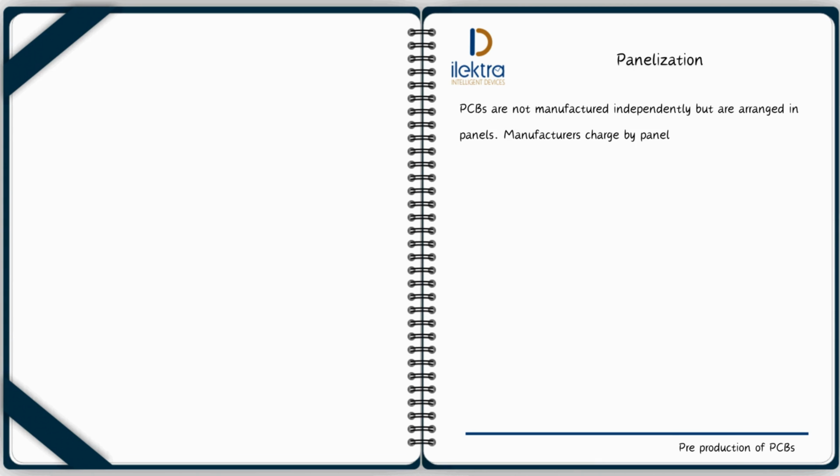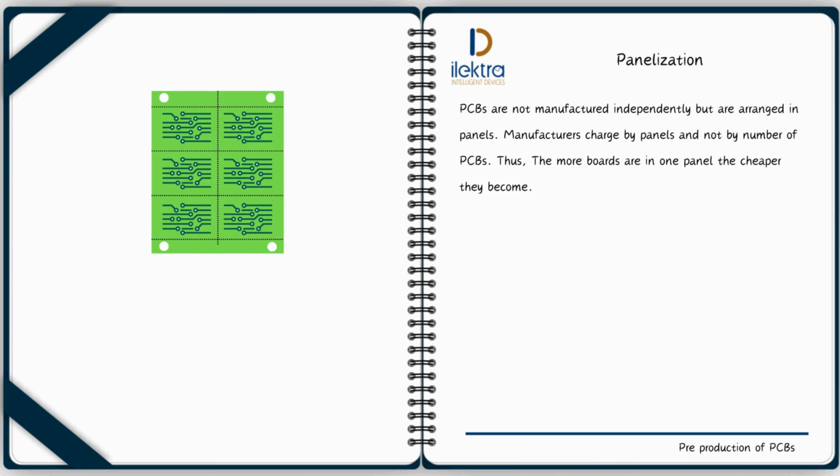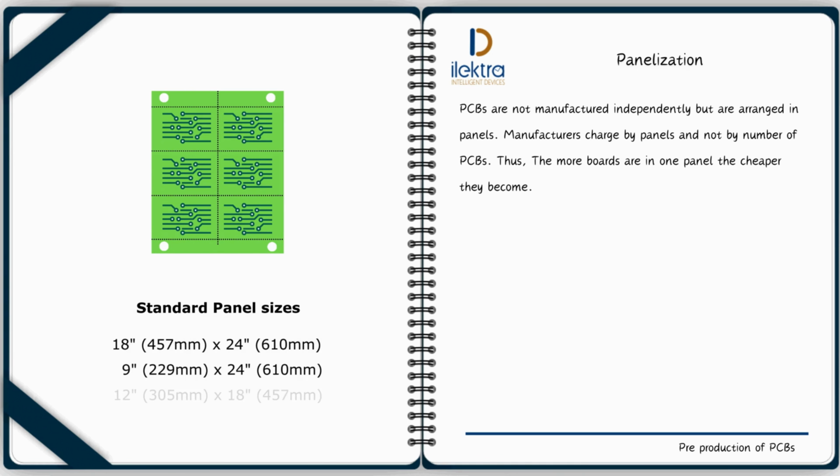PCBs are not manufactured independently but are arranged in panels. Manufacturers charge by panels and not by number of PCBs. The more boards are in one panel, the cheaper they become. Panels are usually rectangular. Some standard panel sizes include 18 by 24 and 9 by 12 inches.